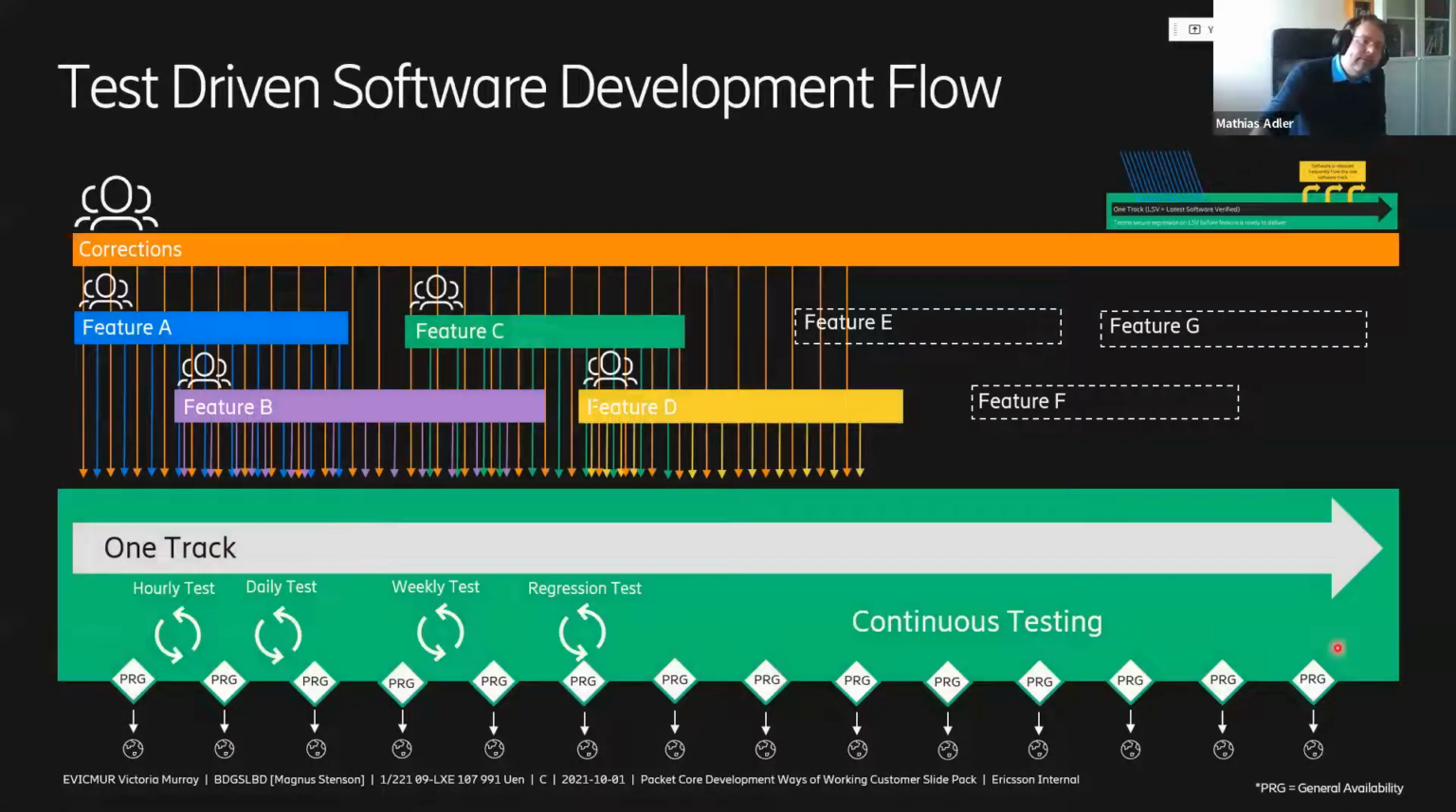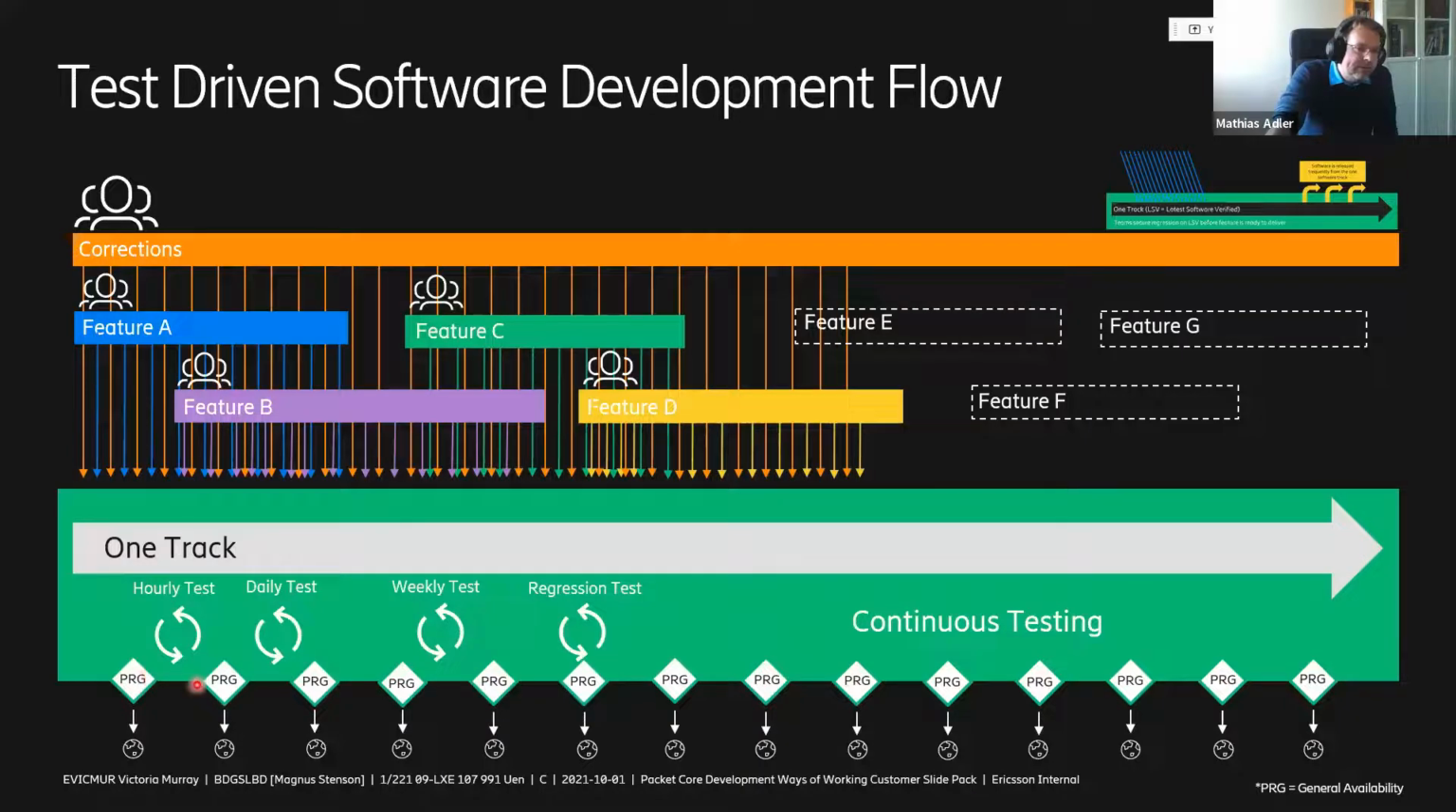This is a kind of different view on it. So we are using one track in our development. So we have one master track that everyone is delivering into continuously. So even though a feature is spanning over time, they're continuously delivering into this one track. And we have multiple feature teams working in parallel, all delivering into this one track. And at the same time, we have corrections coming in to this track as well. So a lot of things happening on this software track.